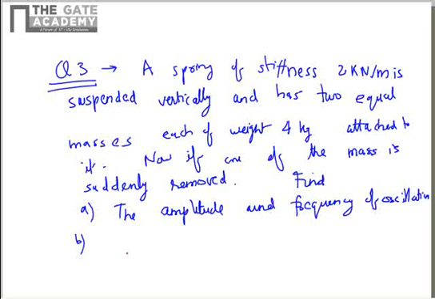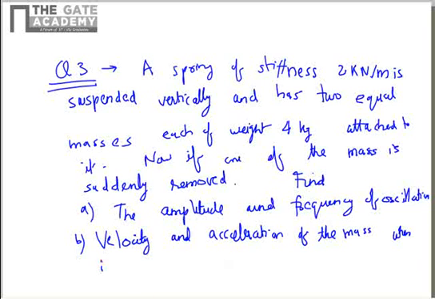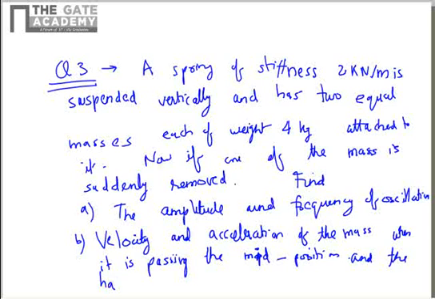What are the amplitude and frequency of vibration, and the velocity and acceleration of the mass when it is passing through the mid position, that means the center of the oscillation? So the static equilibrium position is the mid position for an oscillation, and also the half amplitude position, when the mass is midway between the mid position and the maximum extreme position. So we have to find velocity and acceleration.